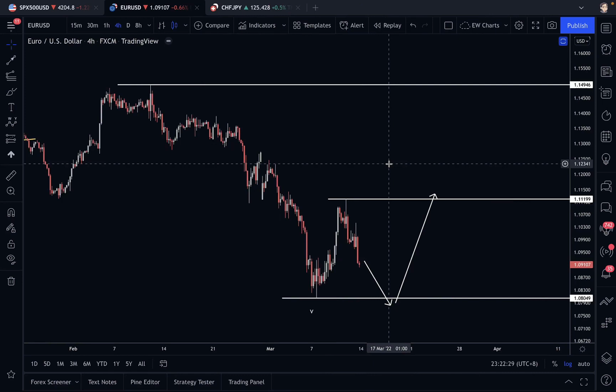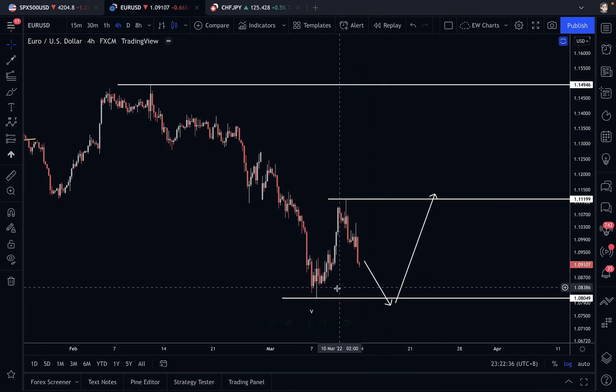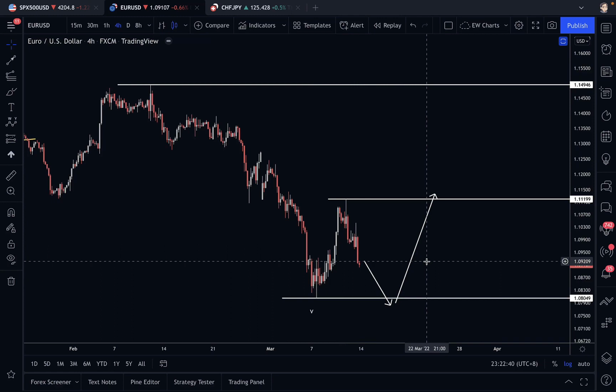Okay, so euro dollar is basically the inverse of dollar index, so nothing much, rather similar. We'll wait for potentially this forming a double bottom, and we'll see if we can get a short-term trade to the upside from there.